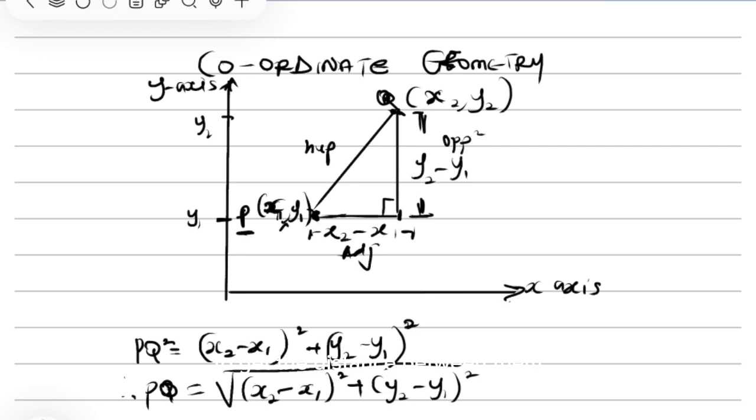To get the distance between them, just do what? That is y2 minus y1. That's why we have it here. The same thing for x. This is our x1 and this second one is x2. So to get the distance between them, that will be x2 minus x1.